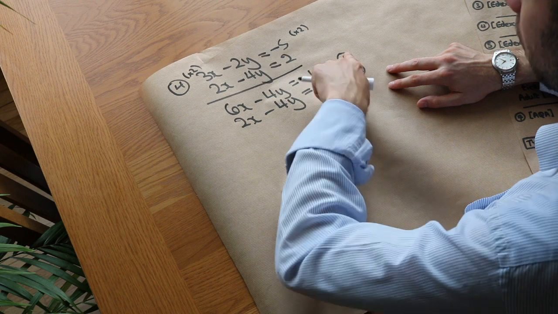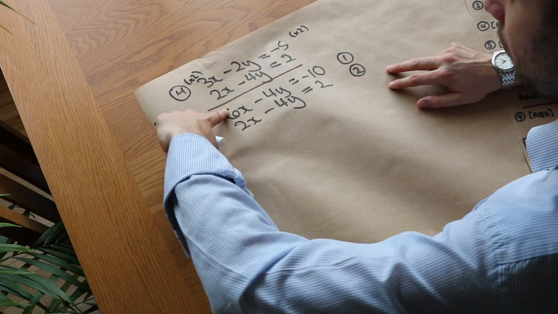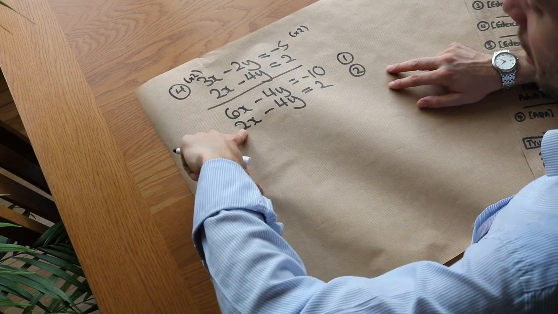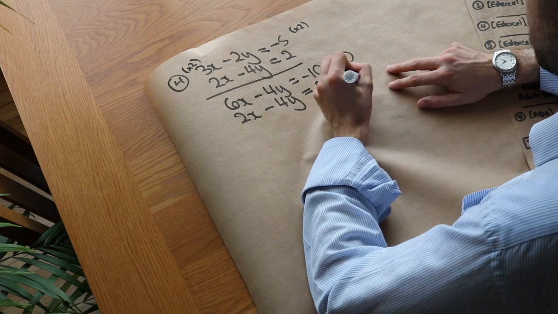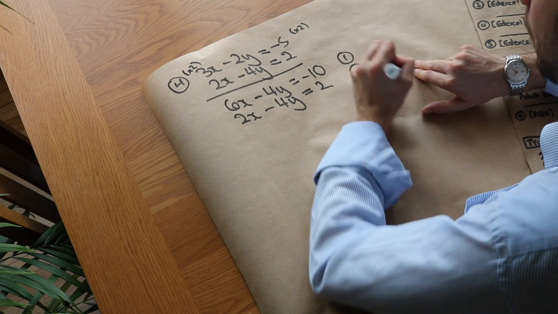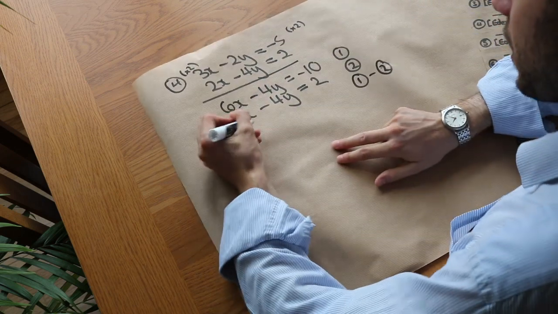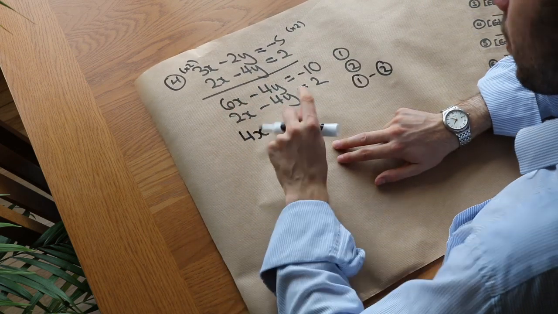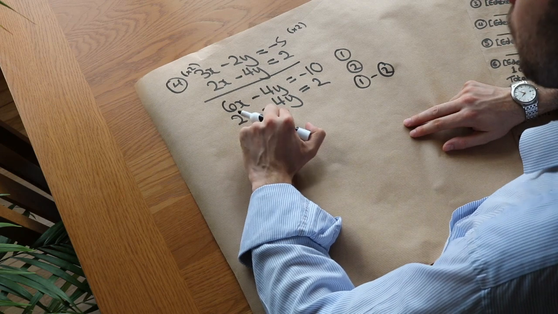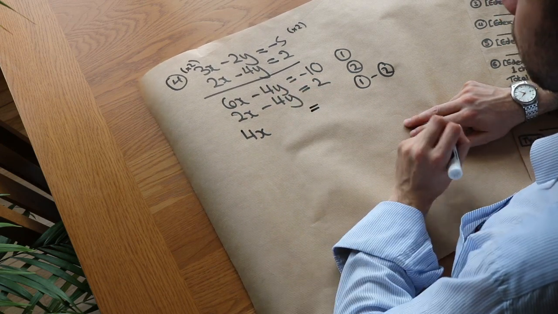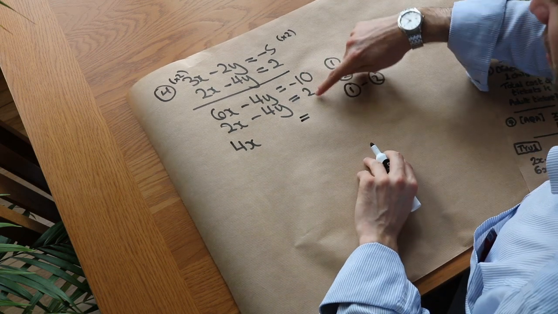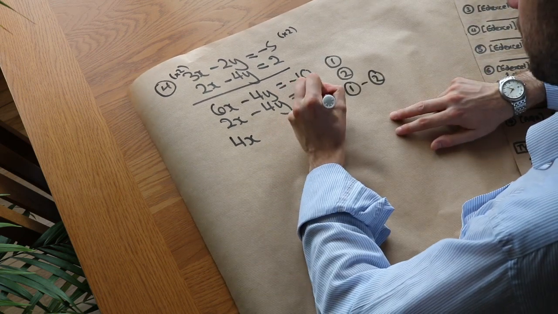And are we going to do 1 minus 2 or 2 minus 1? Well, we should do 1 minus 2 because then we have 6x minus 2x. That's easier than if we do 2x minus 6x because we'd end up with a negative number. So we're going to do 1 minus 2. So we do 6x minus 2x is 4x. Minus 4y minus minus 4y is minus 4y plus 4y. We've already established that we're going to be 0 and they cancel. And then we've got minus 10 and we're subtracting 2 is minus 12.